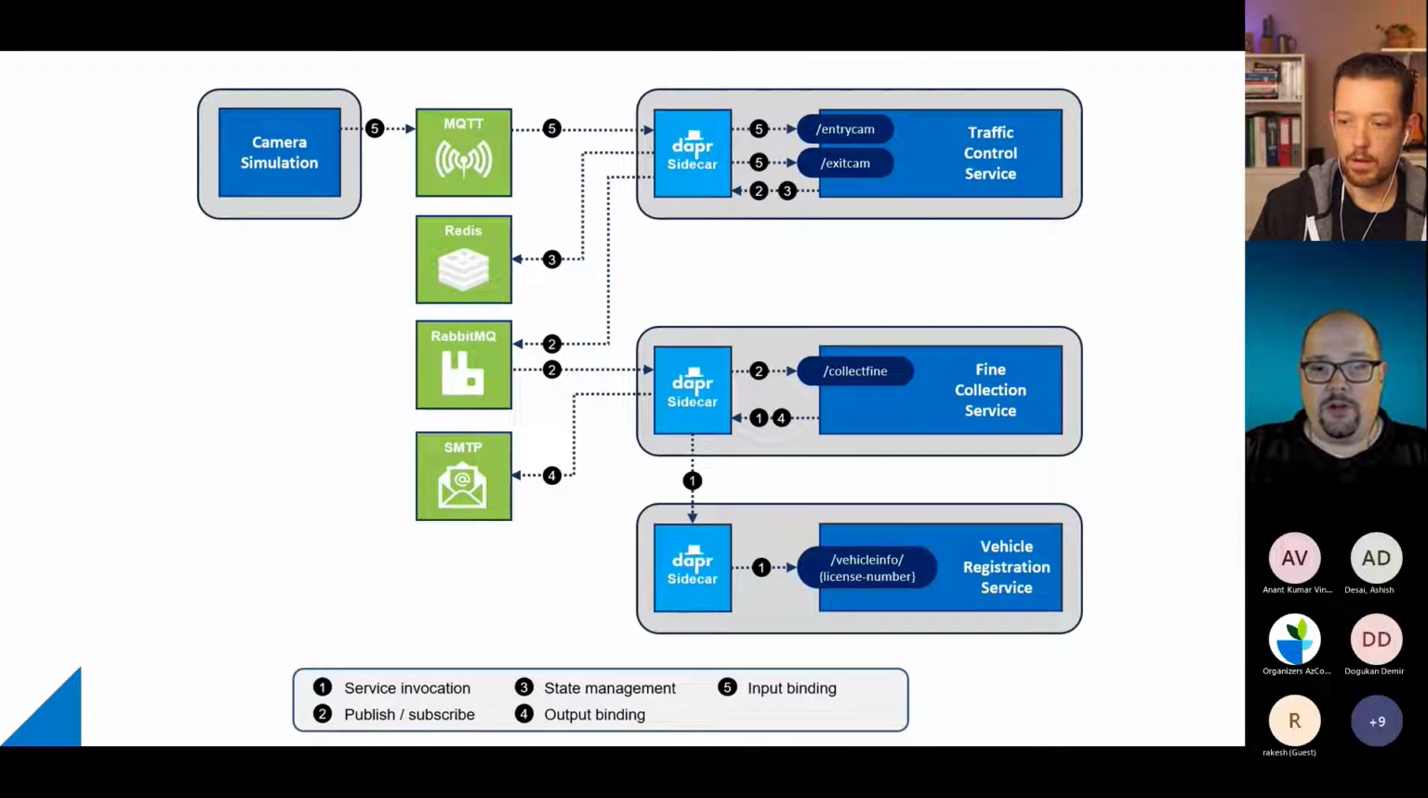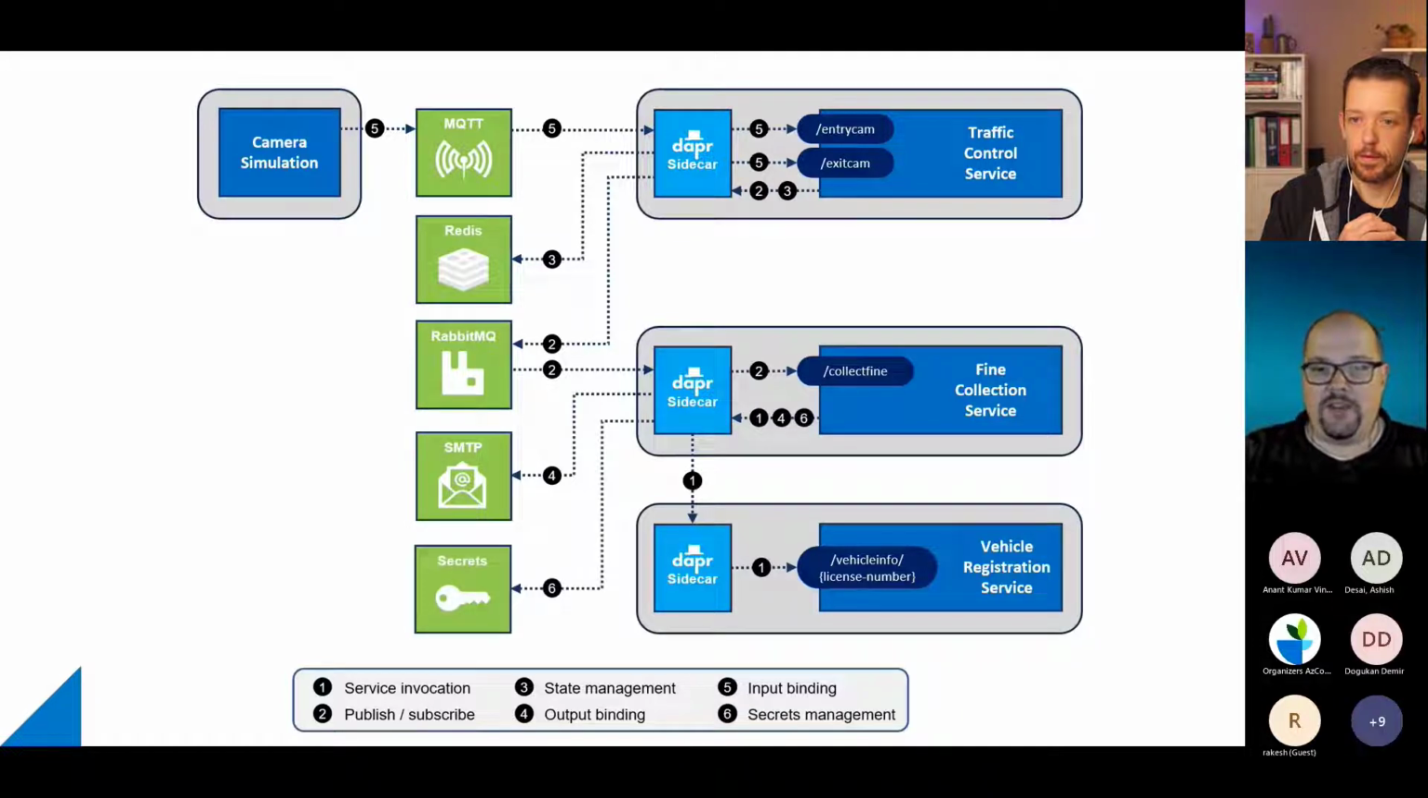The fifth building block we're going to use is the input binding. This is also called a trigger; there's a synonym for input binding. And we're going to use the MQTT input binding. So instead of the camera simulation just sending HTTP messages directly to the traffic control service, it will send an MQTT message to an MQTT broker. In this case, we're going to use Mosquitto. This is a very lightweight MQTT broker. And then the traffic control service will subscribe to the MQTT broker, and then we'll get the messages for the entry cam and exit cam endpoints.